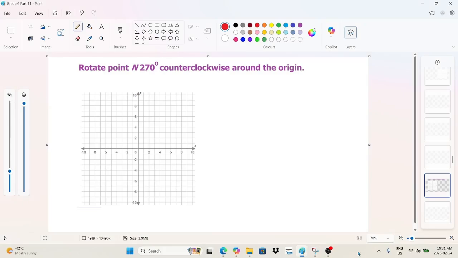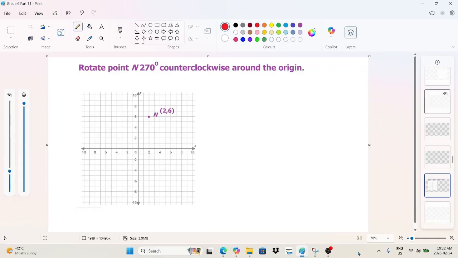In this lesson, we're going to learn how to rotate a point counterclockwise around the origin, and we're going to do it by 270 degrees. So if we have a problem like this that says rotate point N 270 degrees counterclockwise around the origin, here's our point N, and let's label it. N has coordinates 2, 6. So x is 2, y is 6.